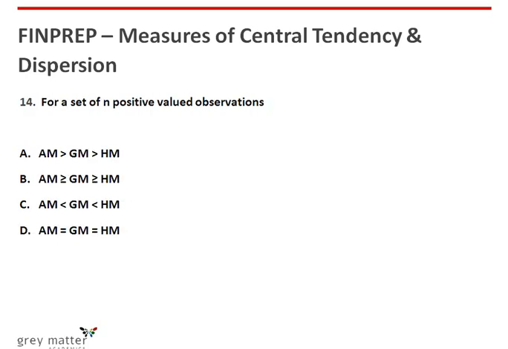14th question, for a set of n positive valued observations, the arithmetic mean will always be greater than or equal to the geometric mean, which will in turn be greater than or equal to the harmonic mean. So the answer as per the PowerPoint presentation is B option: arithmetic mean is greater than or equal to geometric mean, which is greater than or equal to harmonic mean. These are the general characteristics and properties of arithmetic mean, geometric mean and harmonic mean.